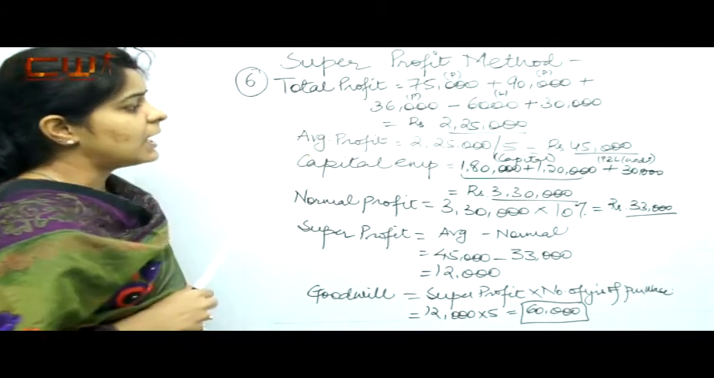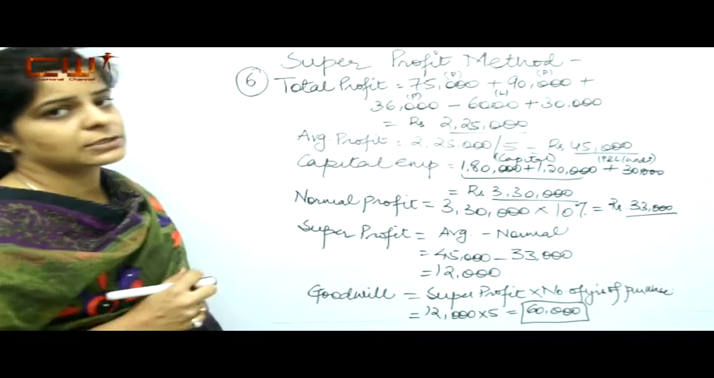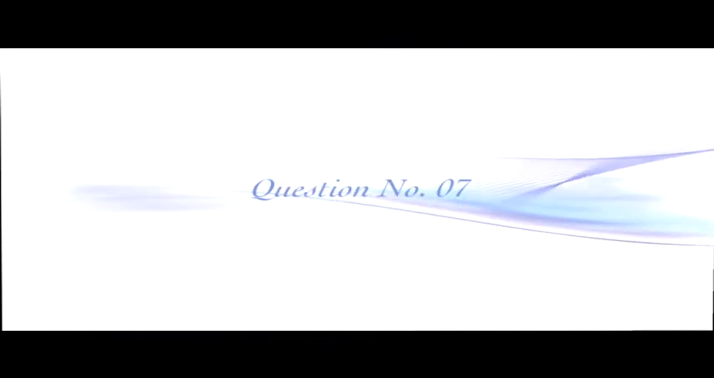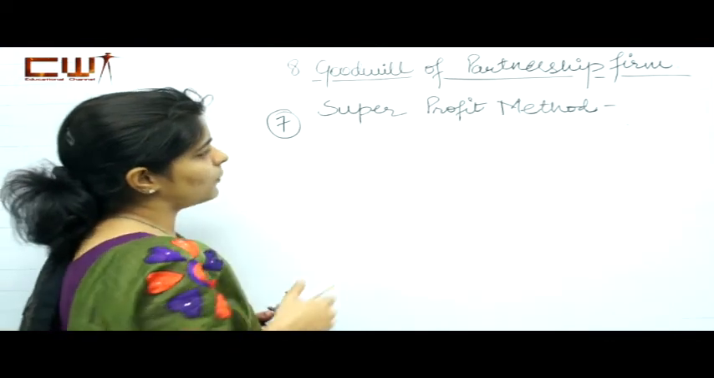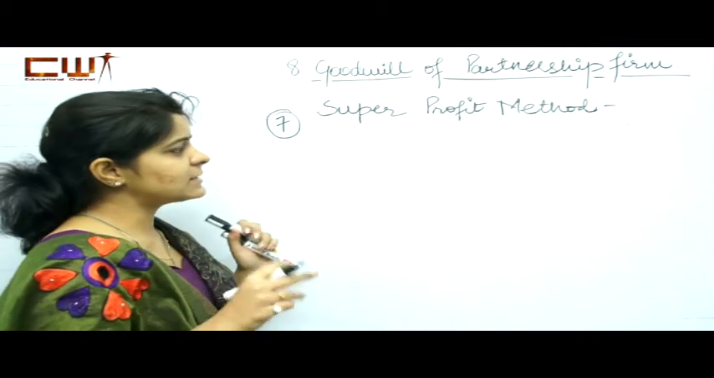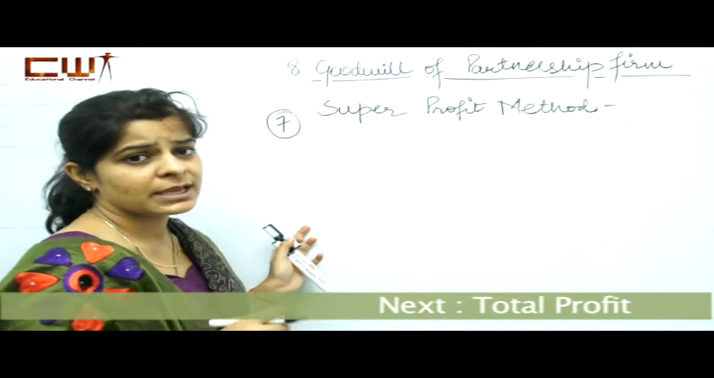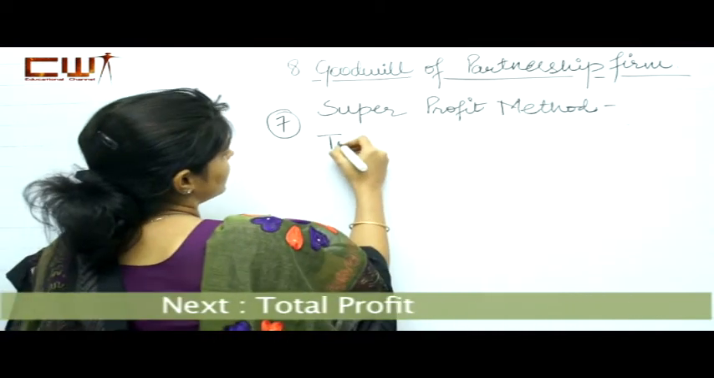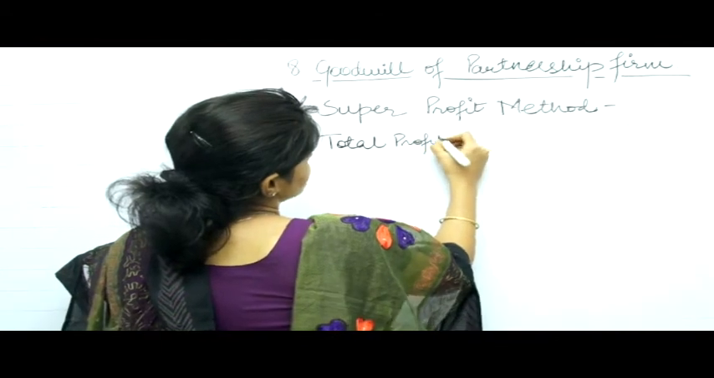Question number 6. We will move on to the last question given in the textbook of this chapter, that is question number 7. Seventh problem, that is the last problem of super profit method, chapter number 8, goodwill. See what this problem says. It is similar to the other problems, but when we solve it there is a little confusion which arises. There are 4 years profit given to you. Total profit is found out first.